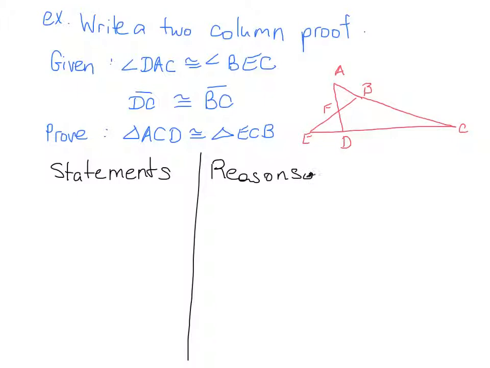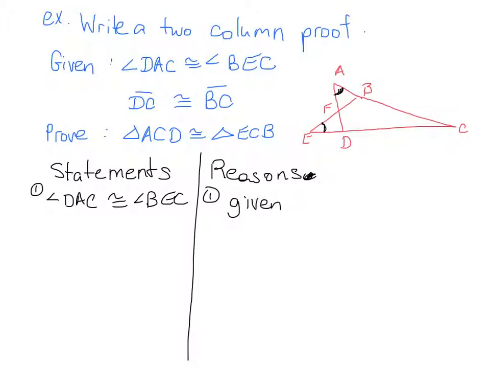Okay, so the first thing we always start off with in our 2-column proof is our given statements. So our first statement is that angle DAC is congruent to angle BEC. And since it's not marked on our diagram, let's go ahead and mark it. So angle DAC, which is this guy right here, is congruent to angle BEC, which is this guy here. So those 2 are equal in measure. They're congruent. All right, and the reason we know this is because it is given. And we always, again, start with the given stuff.